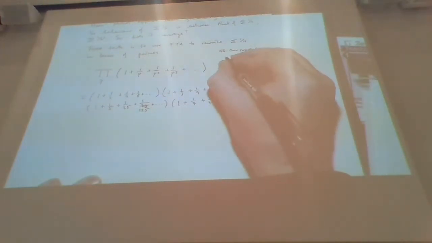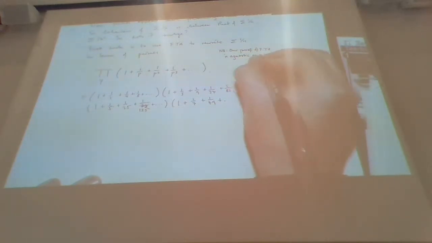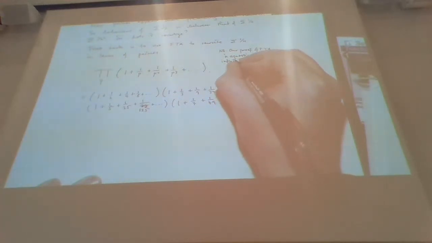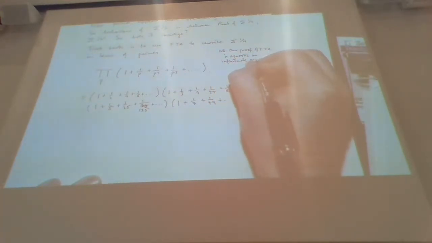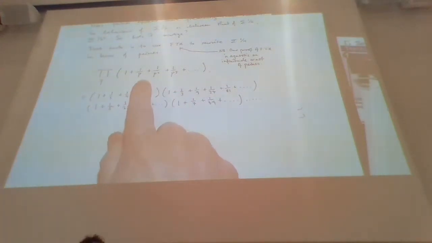So our proof of the FTA is, you could say, agnostic on the infinitude or not of primes. So that's just an interesting remark. So I'm just going to be a bit vague about how many of these brackets there are. But we have one for every prime number. And we know the fundamental theorem of arithmetic is true, that every number can be written as a product of primes.